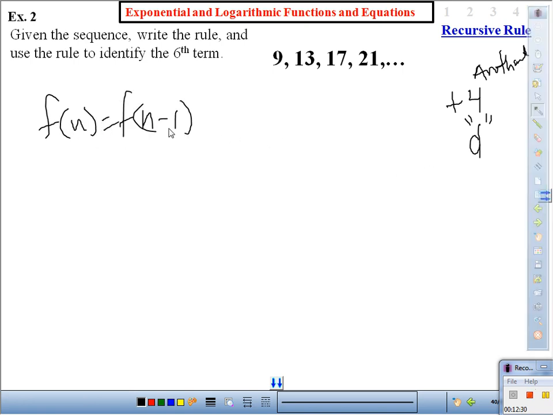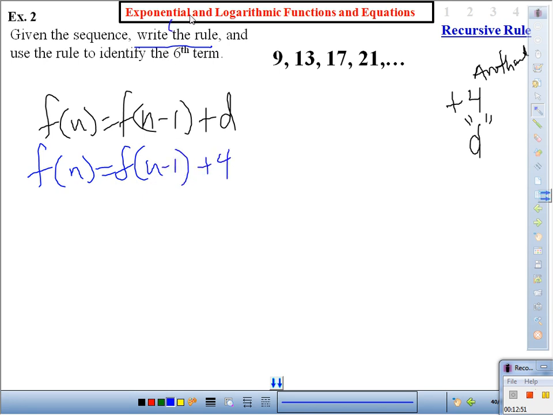And then at the end we do what? Plus d. But is that my rule? No, it says write the rule. This is not my rule. The rule needs to include the new value, which is what? 4. So we would write f of n equals f of n minus 1 plus 4. This is my rule.